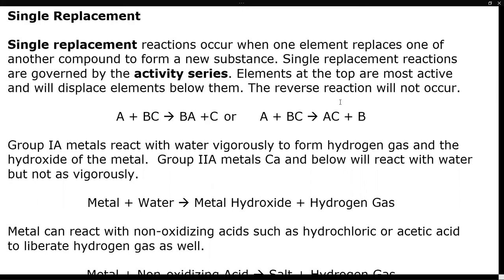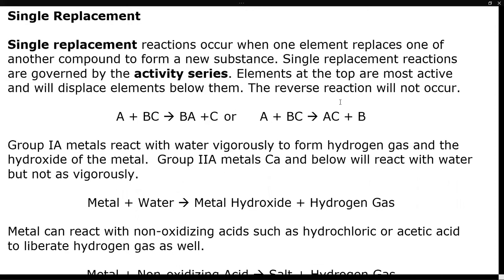So we could have sort of a formula: A plus BC goes to BA plus C, where the A is replacing the anion of a salt, for example, or A plus BC goes to AC plus B, which is the bigger category where a metal atom will replace another metal atom in an ionic compound, or hydrogen.